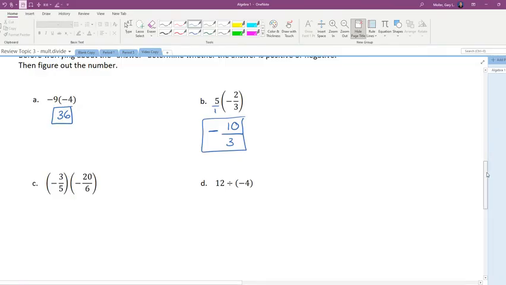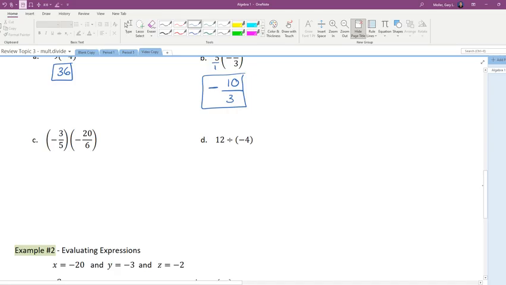All right, let's keep going. A negative times a negative we know is positive, so that part's done. We don't need to put that in our calculator for calculator people. And so then we multiply across, which is 60 over 30, and 60 divided by 30 is, of course, 2. A negative and a negative make a positive. We're done. The answer is positive 2. And 12 divided by negative 4, positive divided by a negative is a negative, and 12 divided by 4 is 3.